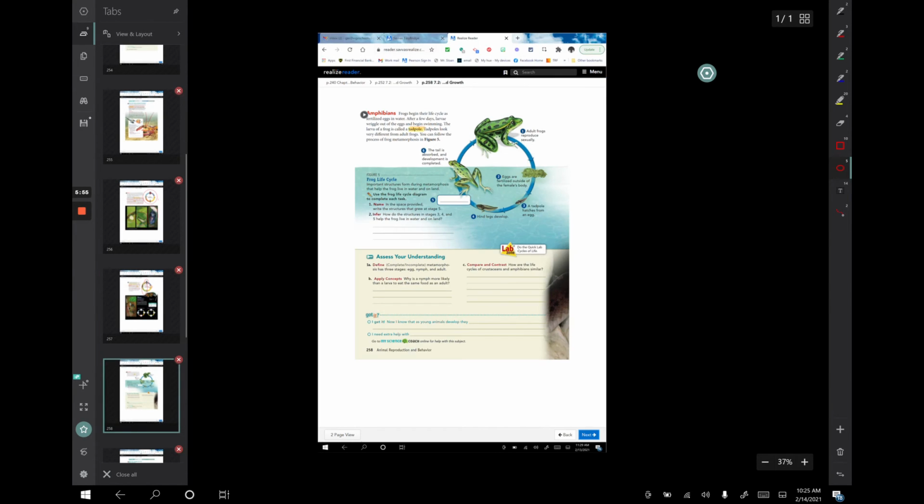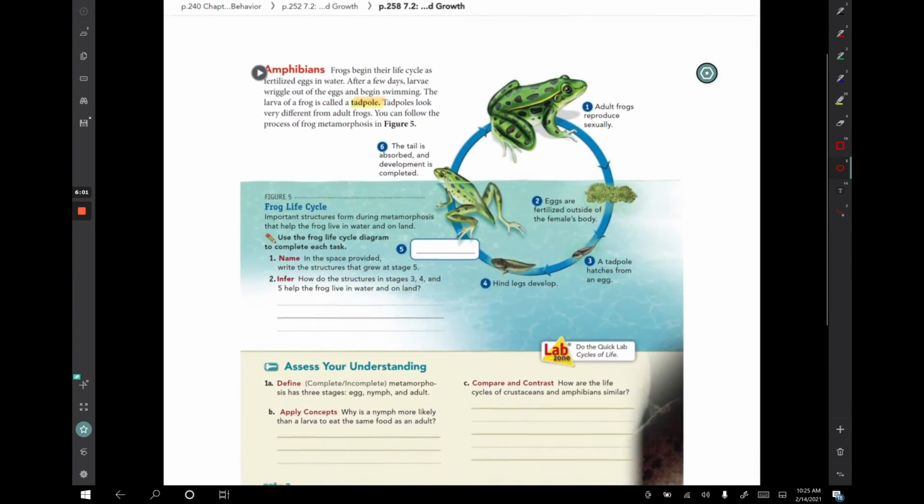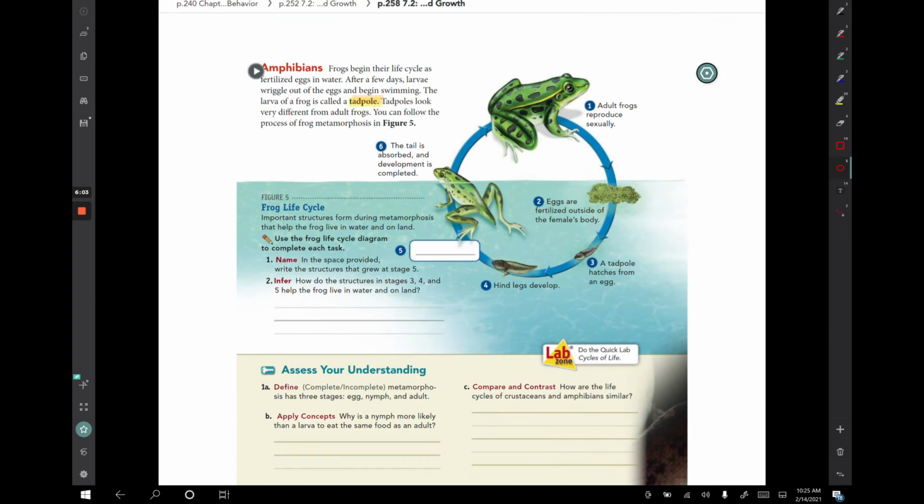And then lastly, one type of metamorphosis that we are probably all familiar with is the frog. So what happens here is that the adult frog reproduces sexually. However, those eggs are fertilized outside of the female's body. If you remember in lesson 1 of this chapter, we talked about external fertilization, and this is an example of that. After the eggs have been fertilized, a tadpole will hatch from the egg.